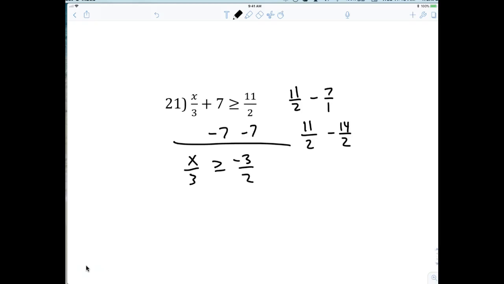Negative 3 over 2. Then how do I undo division? Multiplication. So I multiply both sides by 3. So x is greater than or equal to, now look, we're reviewing fractions. Everybody okay with that being negative 9 over 2? And negative 4.5 is the same. But you'll just know next year that we're always going to leave it in terms of fractions. And you can say what, Caroline? Negative 4 1/2 too, right?